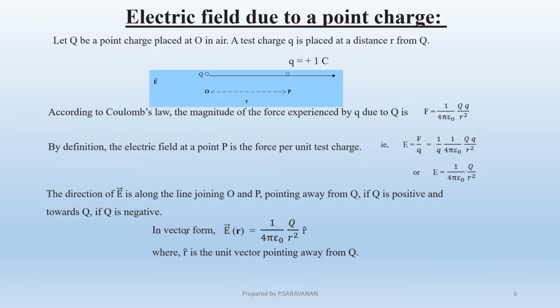The direction of electric field E is along the line joining O and P, pointing away from Q if Q is positive and towards Q if Q is negative. In vector form, E vector as a function of r is equal to 1 by 4 pi epsilon naught into Q by r square into r cap, where r cap is the unit vector pointing away from capital Q.